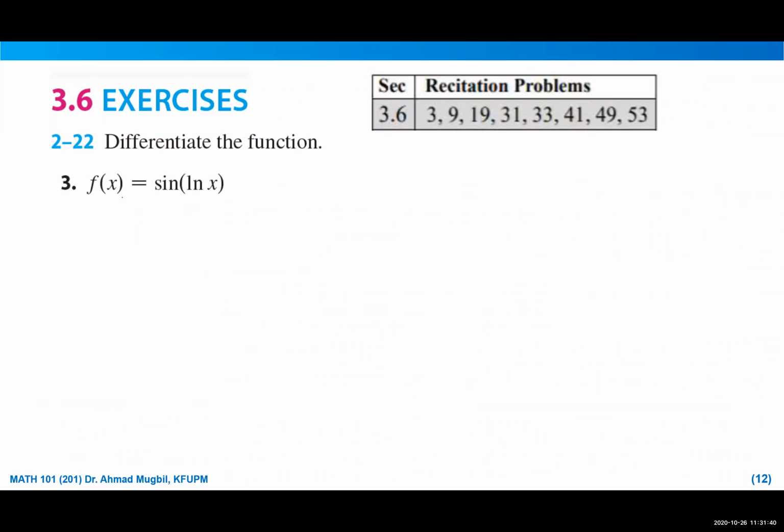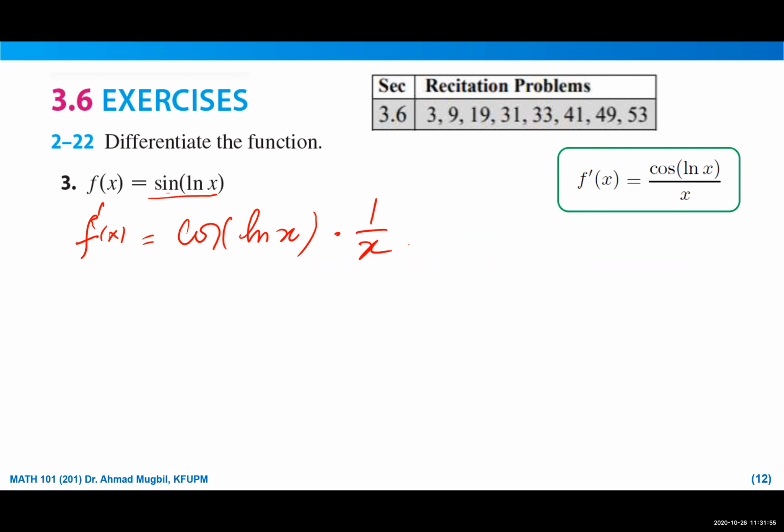This is direct, guys, by the chain rule. The derivative of sine ln x: the derivative of sine is cosine, multiplied by the derivative of the inner. What is the derivative of ln x? It is 1 over x. Done. This is the derivative. Let me take another one.